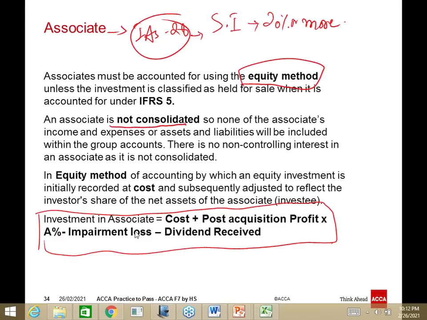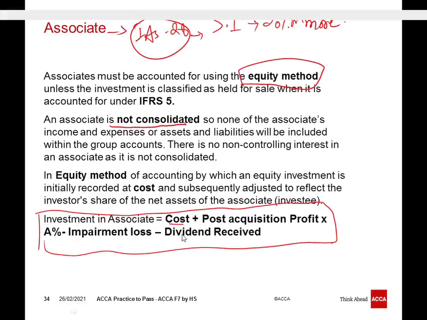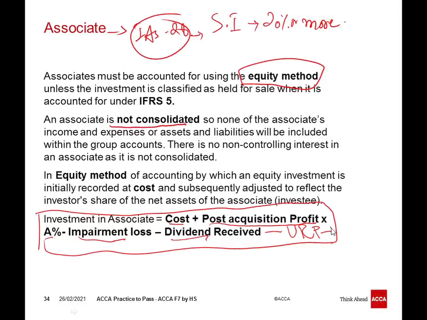Okay. So there will be just one line accounting for this associate company, in which the investment will initially be recorded at cost and subsequent adjustment will be made for the post acquisition profit into associate percentage minus impairment loss minus dividend receipt minus unrealized profit, as we have discussed in the last session, when the associate buys the goods from the subsidiary, the accounting entry will be in the investment in associate. So just remember this formula.